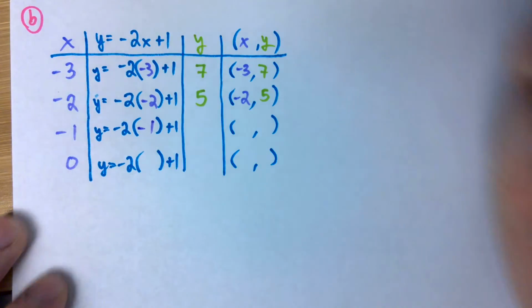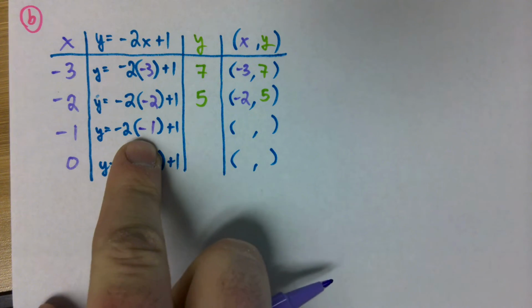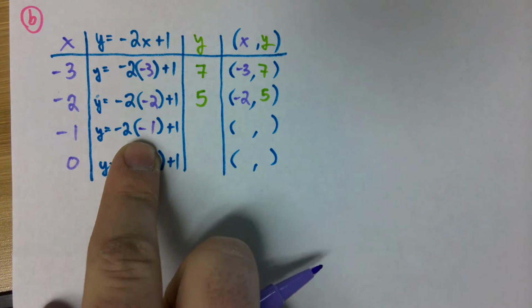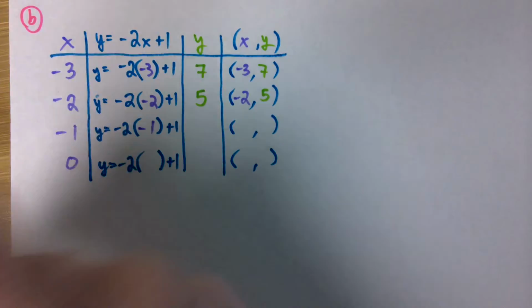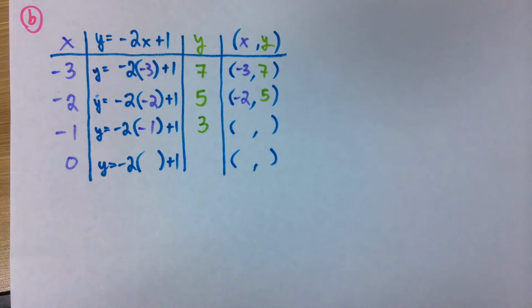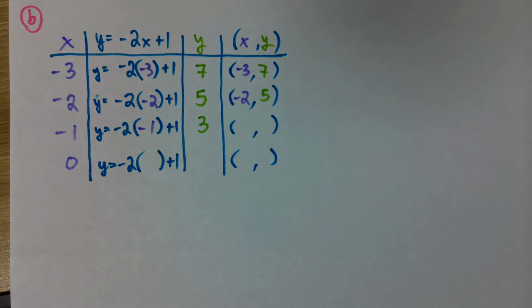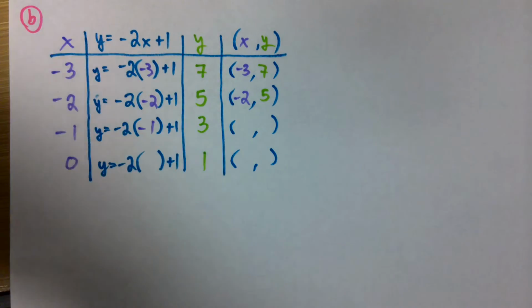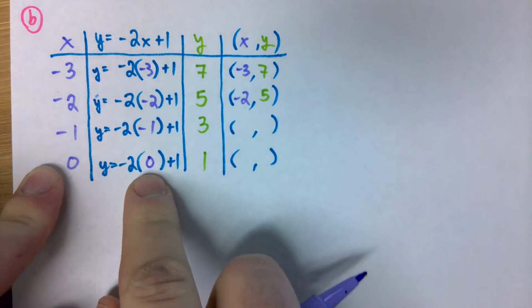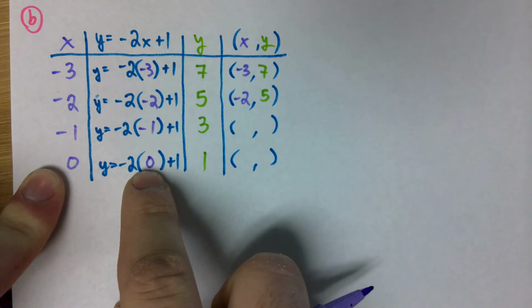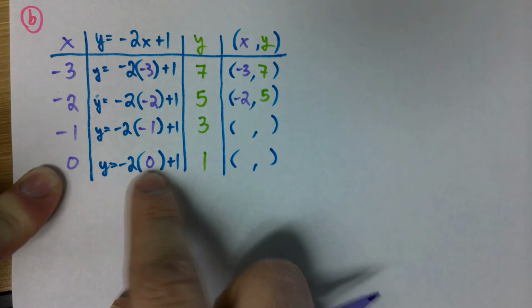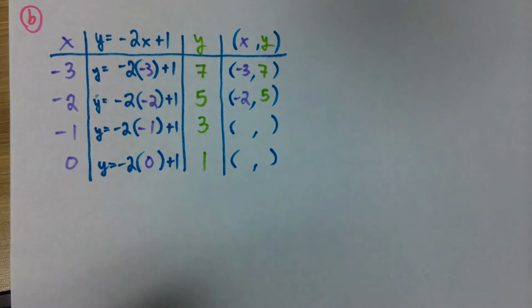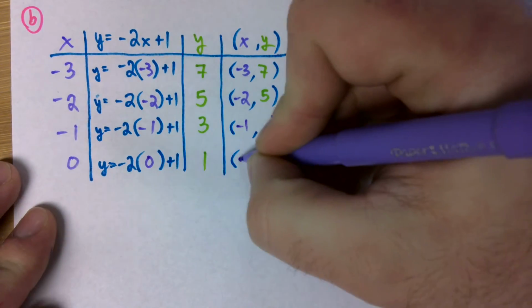Let's plug in a negative 1 down here. What's negative 2 times negative 1? Positive 2, thank you, Max. Plus 1 gives us 3, right? Now take a look at our y values. We got 7, 5, 3. What's next? 1, right? Let's confirm. Plug in a 0. Negative 2 times 0 gives us 0. Plus 1 gives us 1, right? So we're good on that.